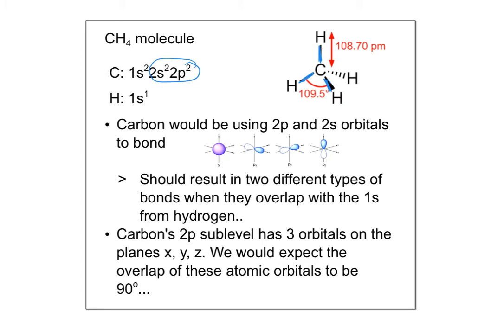Here's what these look like. Here's your 2s orbital, it's a round shape, and your 2p orbital. Remember when we do our energy diagrams, there are 3 p orbitals: one on the x-plane, one on the y-plane, one on the z-plane. So carbon has 2 different types of orbitals that it's going to be bonding with. All of these from carbon are going to try to bond with the 1s orbital from hydrogen, which is more simple, just a round sphere.